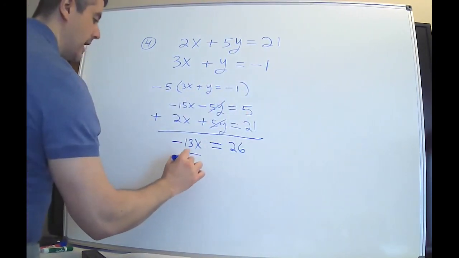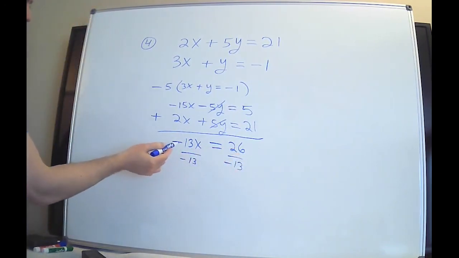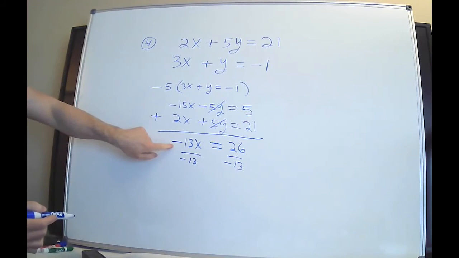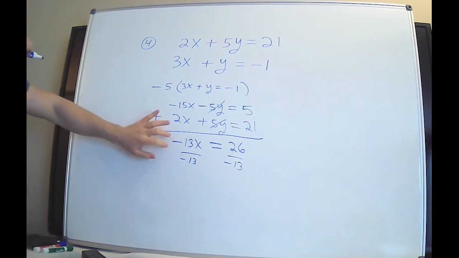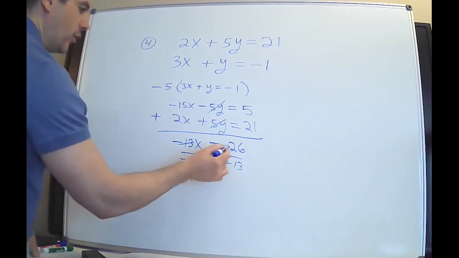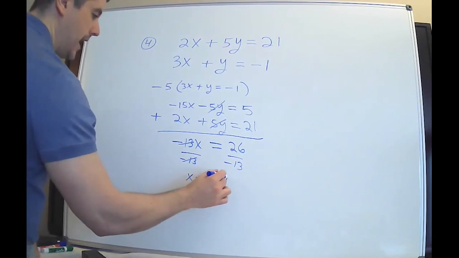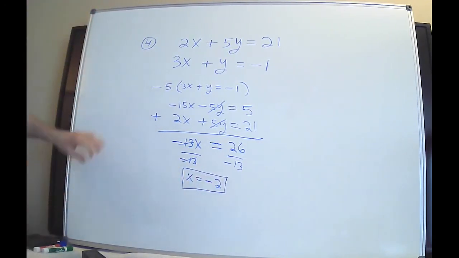Divide both sides by -13. Remember, you got to divide what's in front the way that you see it. You don't switch this to positive. You have to divide by whatever is in front of it so that it goes away completely. 26 divided by -13 is -2. Yay!